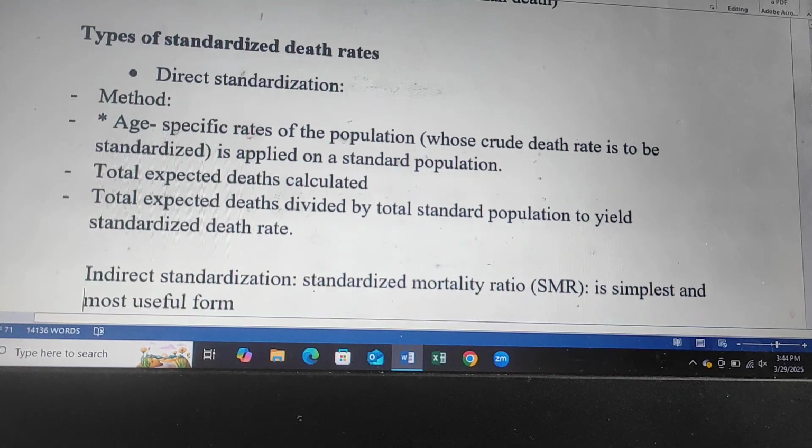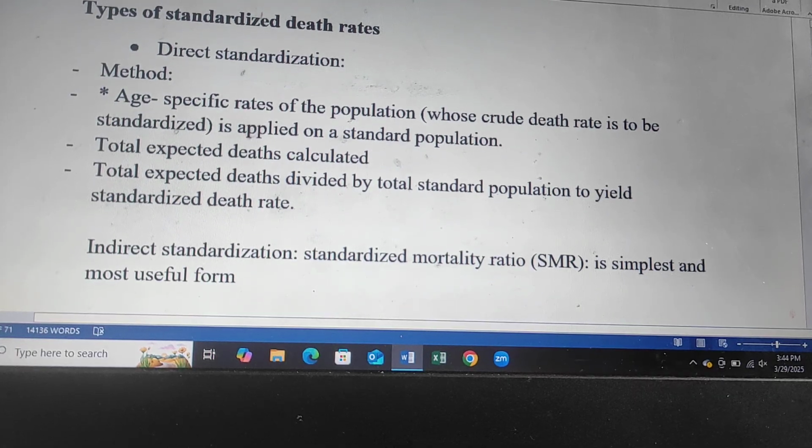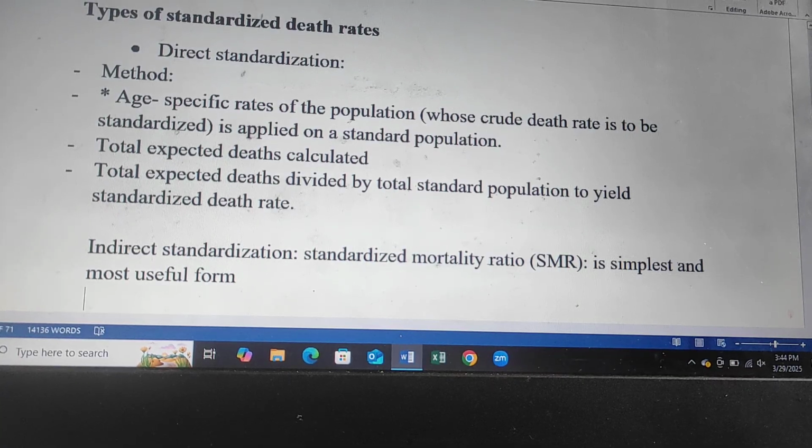Types of standardized death rate. In the direct standardization method, the specific rates of the population whose crude death rate is to be standardized are applied on a standard population. Total expected deaths are calculated. Total expected deaths divided by the total standard population yields the standardized death rate.